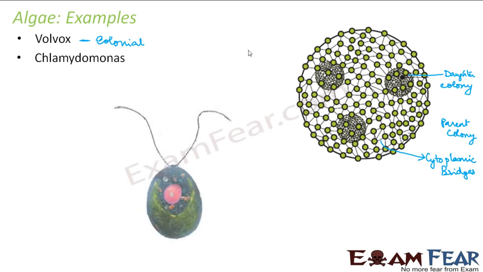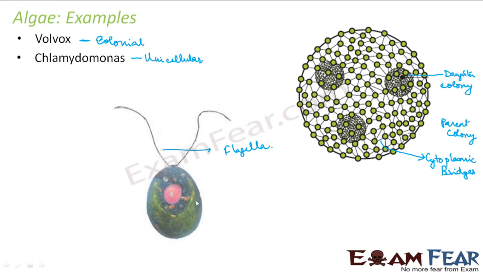Next example is Chlamydomonas. Chlamydomonas is an example of a unicellular algae. It consists of one single cell. Here you can see this is just one cell. It has a flagella. You can see this flagella which helps in its movement.